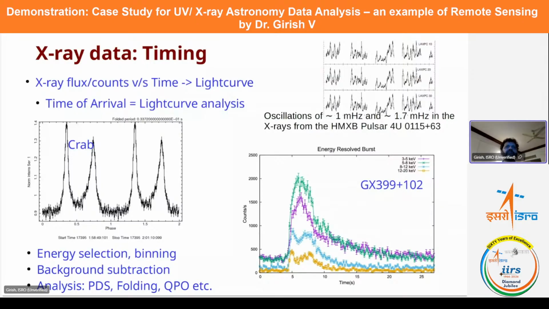So by combining all these things, we can actually talk about sources which are billions and billions of light years away from us. Okay, so this is all about UV and X-ray data analysis and what the basics of that are.